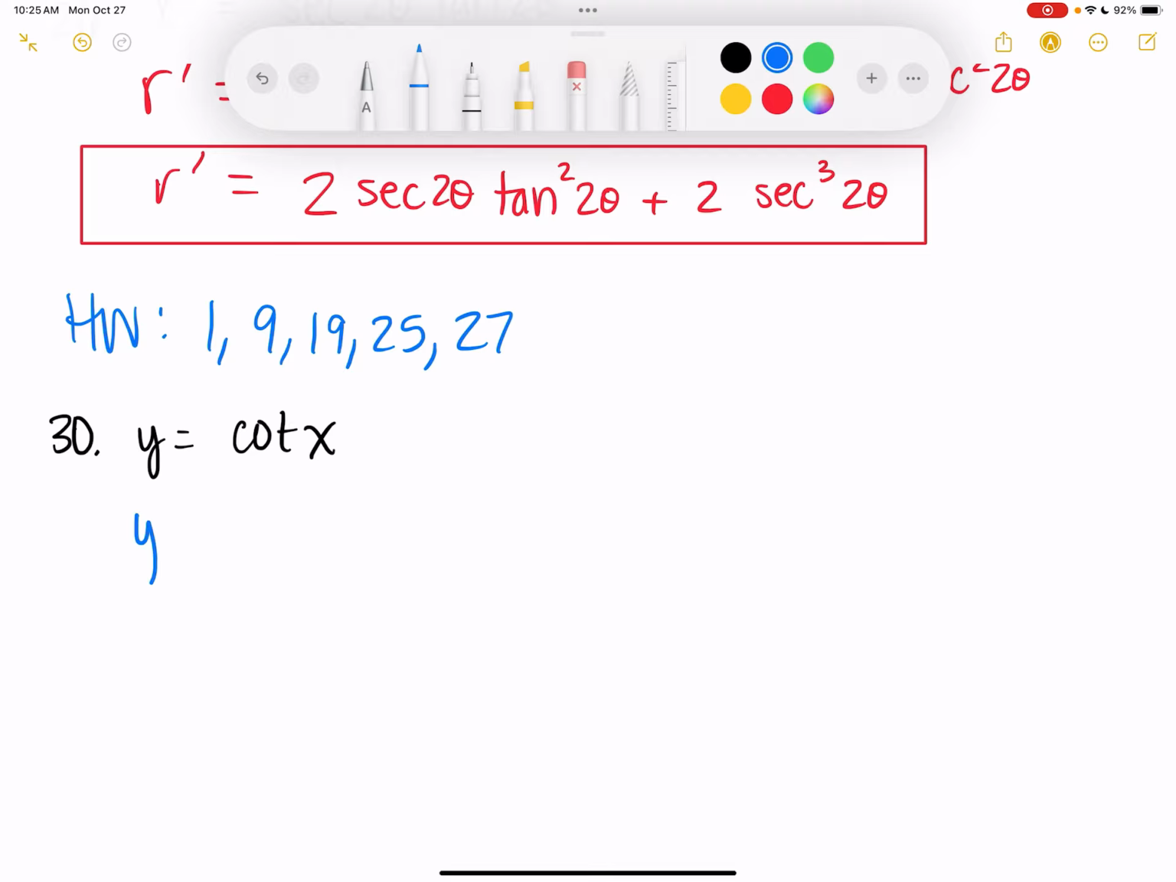So what is the first derivative of cotangent of x? Negative cosecant squared of x. Yep, negative cosecant squared of x. Now, for the sake of doing the second derivative, it probably would be easier for us to think about this as negative and then cosecant of x squared, like this.